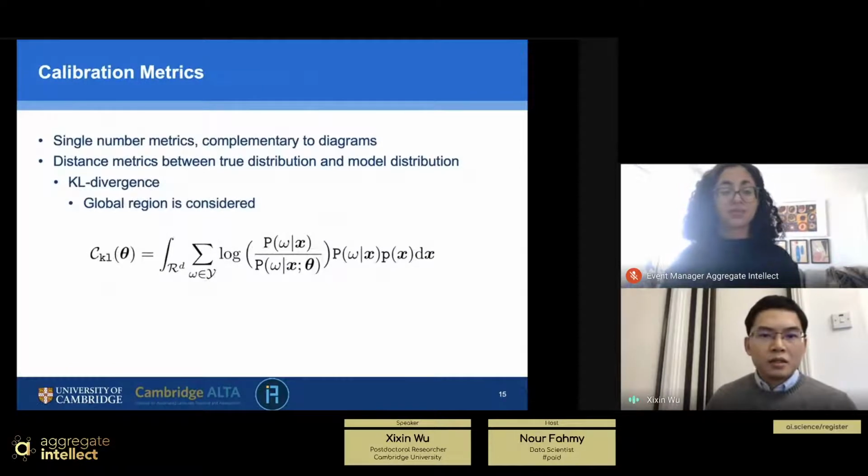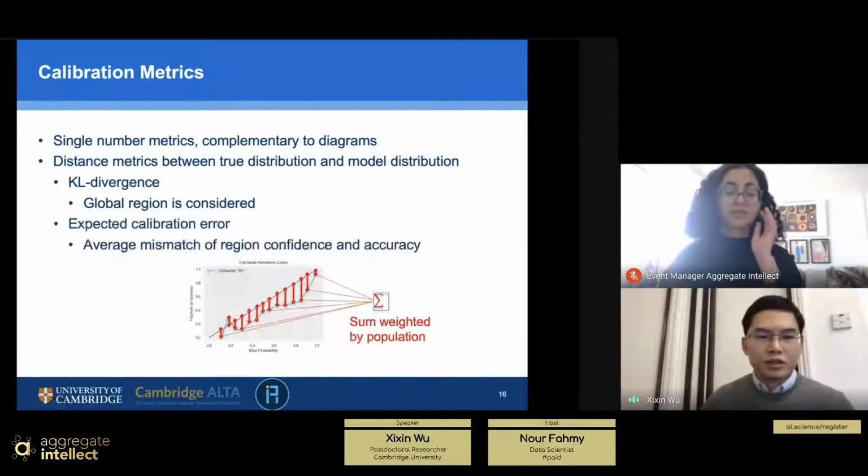And this is the diagram we talked about, but we still would like to have a single number metric to assess the calibration performance. So this actually uses a distance metric that tries to measure the difference between the true distribution and the model distribution. We can still use KL divergence to measure the distance between distributions for calibration, but this only considers the global region. We average all of the differences over the global region.